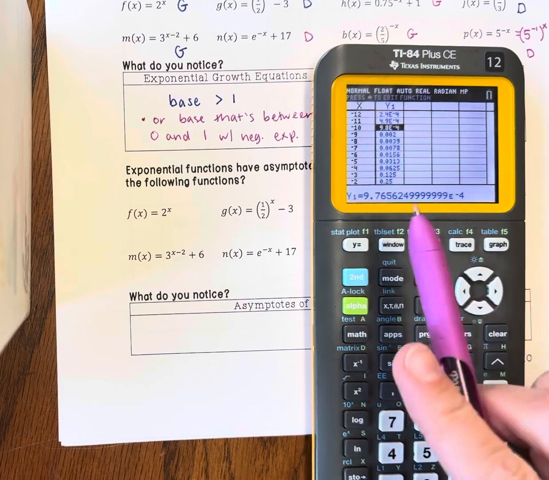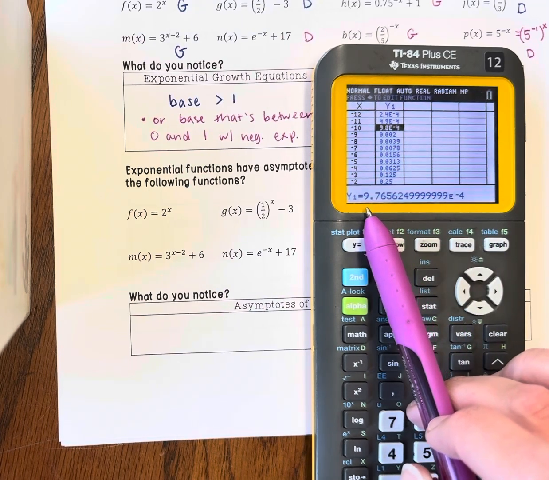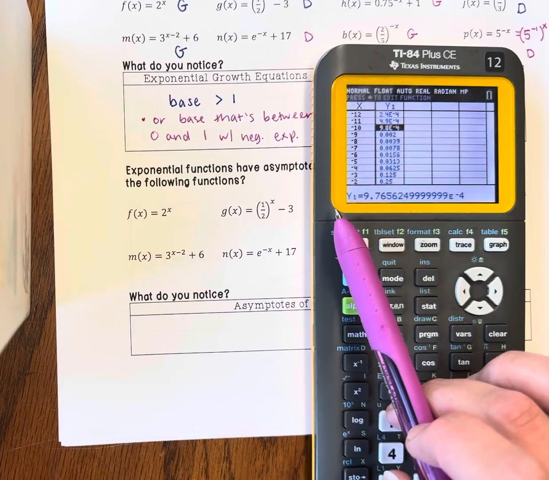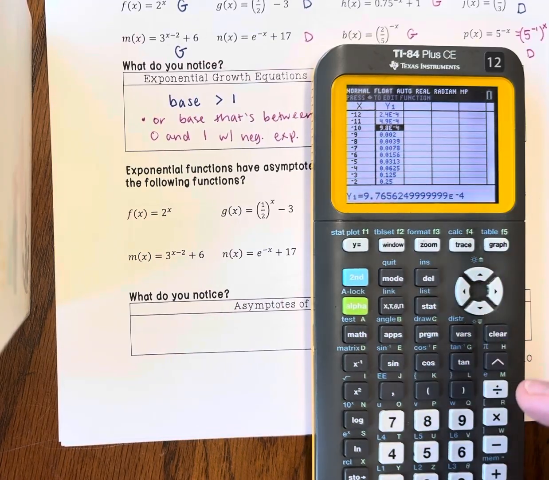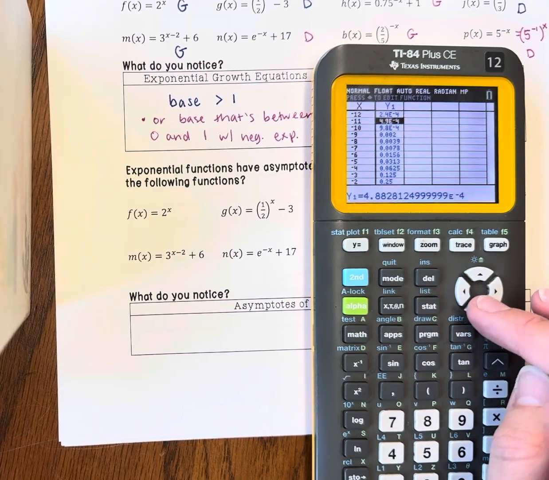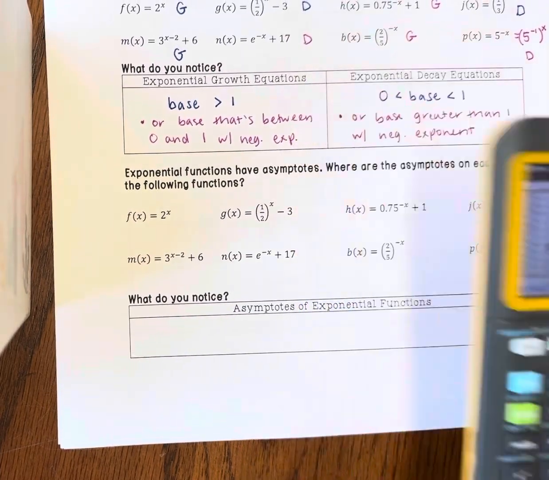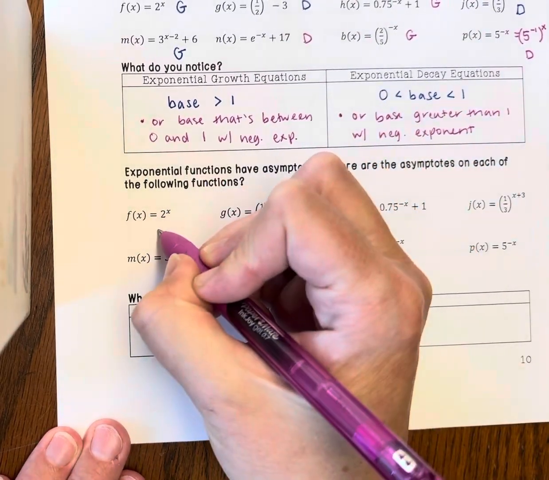0.002, this is like the e to the -4 means you move the decimal point to the left 4 spaces. It's like scientific notation, so it would be like 0.000976, 0.0004, and so on and so forth. But you can see that it's getting closer and closer to 0.